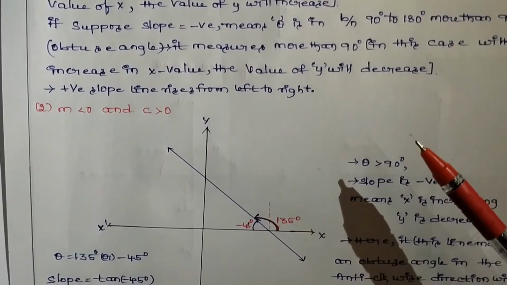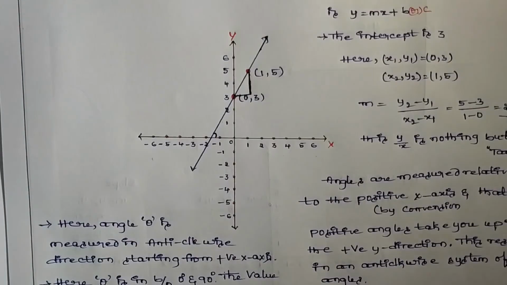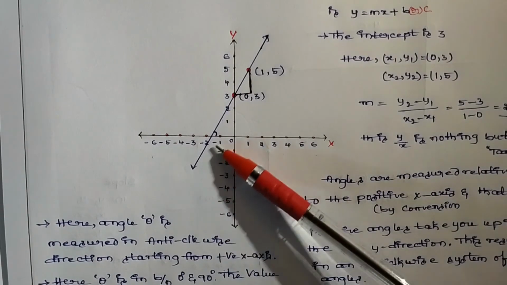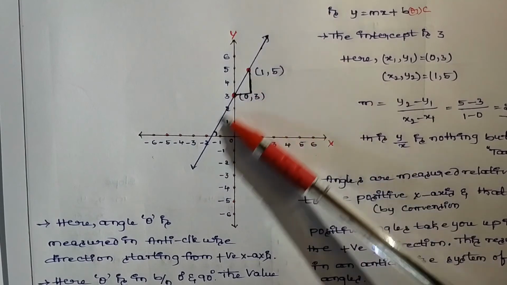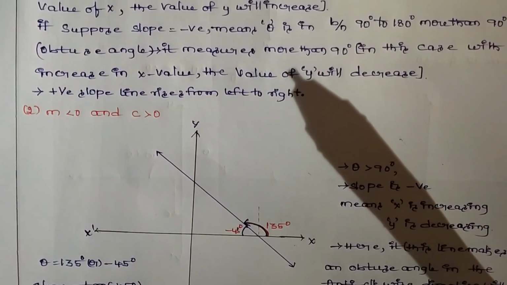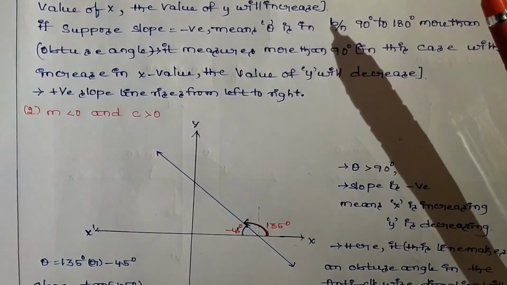In another example, positive slope means the line is going from left to right and it is rising. This is the representation of positive slope. By seeing the graph itself, we can tell the slope, which is nothing but positive.